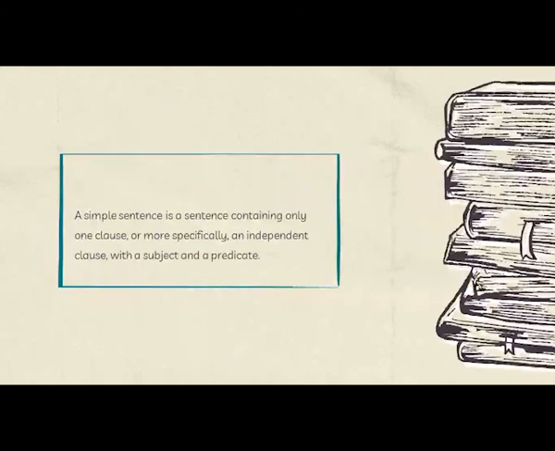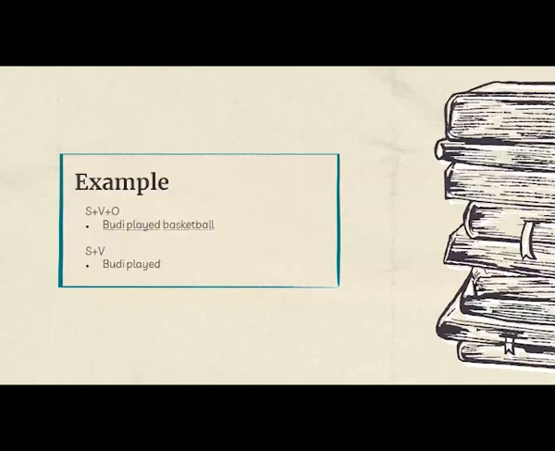Simple sentence. A simple sentence is a sentence containing only one clause, or more specifically an independent clause with a subject and a predicate. For example, "Buddhi played basketball," which contains subject, verb, and object, or "Buddhi played," which just contains subject and verb. Both of these examples are grammatically correct simple sentences, but including an object helps to clarify the full idea of a sentence.